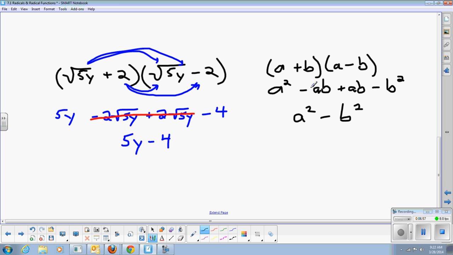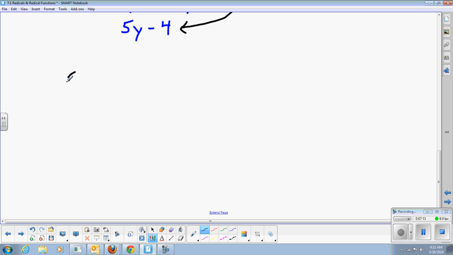If you recognize the patterns, you could have taken this first line right here that's in black, and you could have gone right down to this line. If you don't, you just follow your distributing, cancel out your middle term when you do your like terms, and you'll still get the same answer. Works either way. Another item you might see might be something like this.